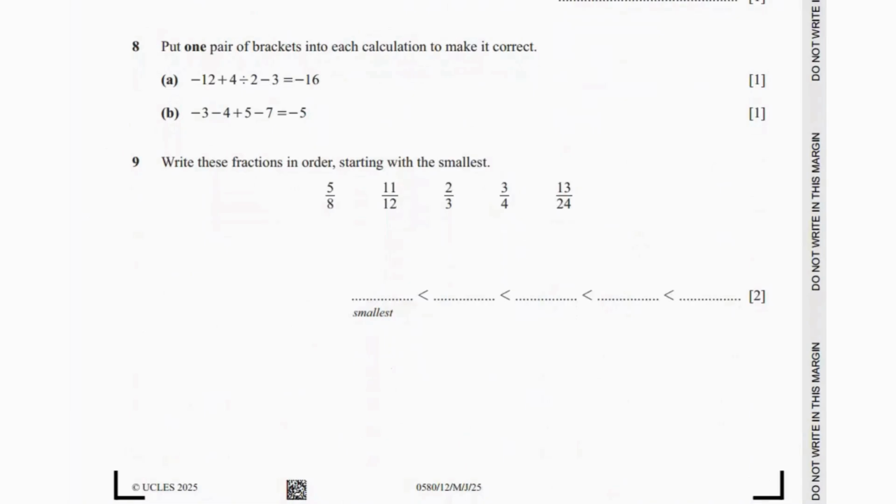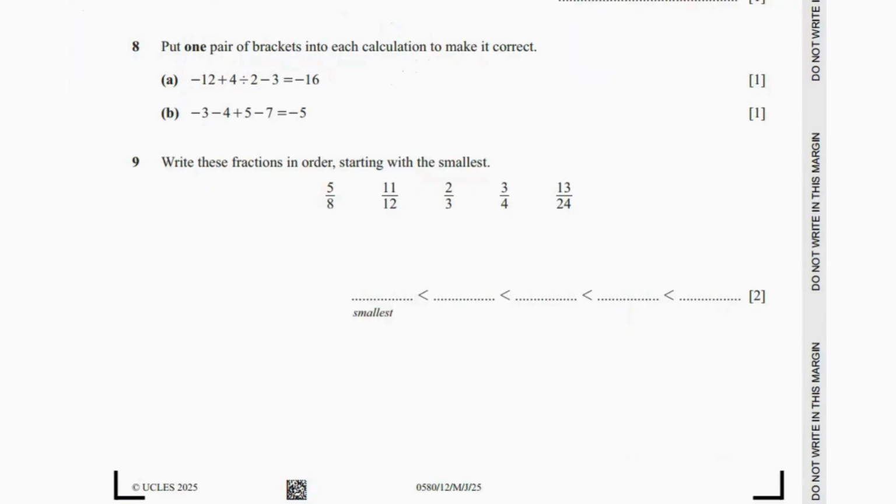Then put one pair of brackets into each calculation to make it correct. So we have to put the brackets somewhere so that the answer is equal to negative 16. So I put it around 4 divided by 2. That's going to be 2. Negative 12 plus 2 is going to be negative 10. That doesn't give us negative 16. So let's say we put it over here. Negative 12 plus 4 is negative 8. Negative 8 divided by 2 is negative 4. That's not giving us the answer.